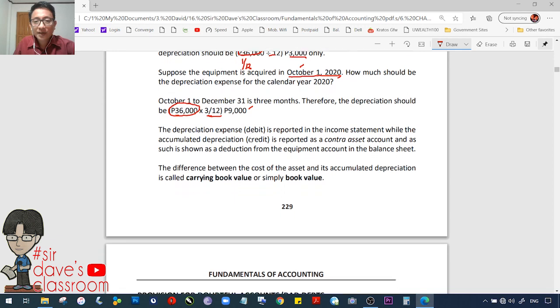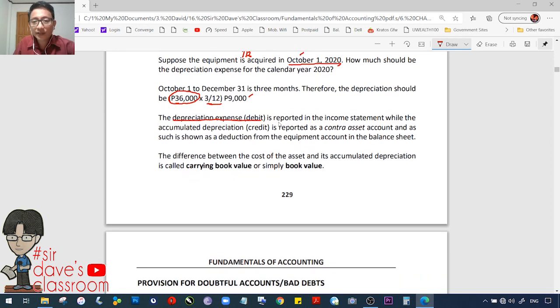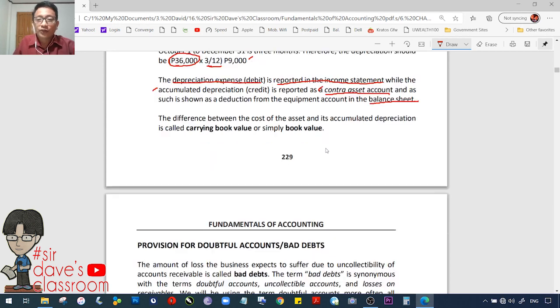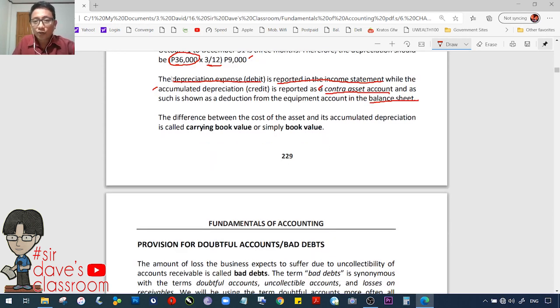The depreciation expense which we have debited is reported in the statement of profit or loss or income statement. The accumulated depreciation, being a contra-asset account, will be reported in the statement of financial position. Contra account, meaning deduction siya dun sa related asset account title, as we will show you later. To deduct the contra-asset account, the accumulated depreciation in this case, from the related asset account title, you will arrive at the carrying book value, CBV, or simply the book value.